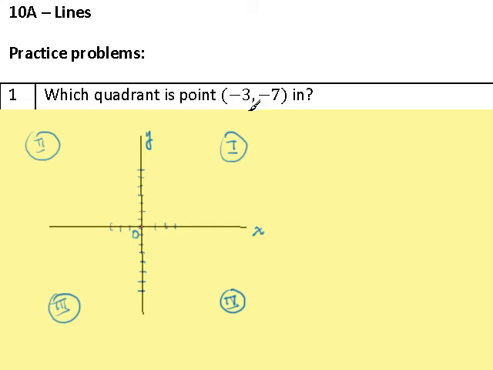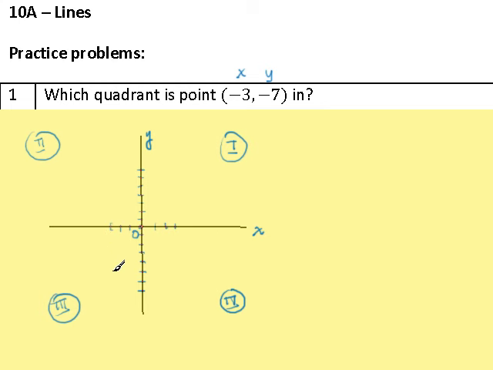So now we want to plot this point -3, -7. This is the x-coordinate and this is the y. The x direction is right-left and the y direction is up-down. So first we move -3 in the x direction. That's 3 to the left over here. And then we continue -7 in the y direction. That's 7 down. So we do -3 to the left and down 7.